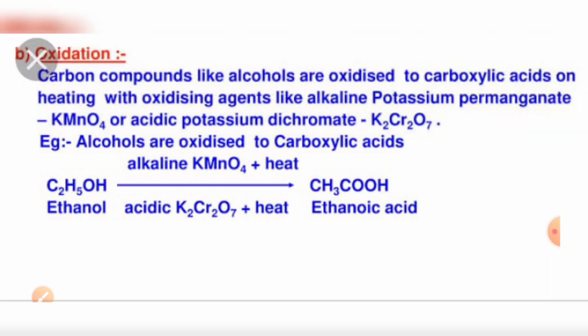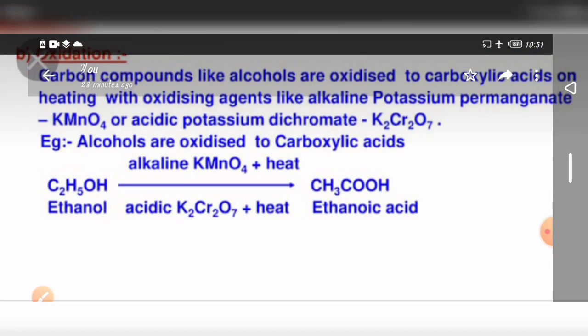Oxidation. Carbon compounds like alcohols are oxidized to carboxylic acid. So, an alcohol on oxidation forms ethanoic acid. Ethanol on oxidation in the presence of an oxidizing agent like alkaline potassium permanganate or potassium dichromate forms ethanoic acid. See here, C2H5OH.